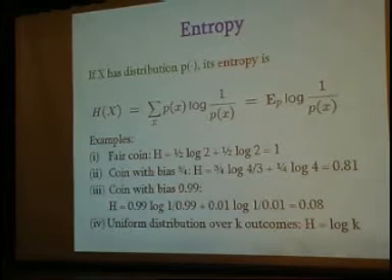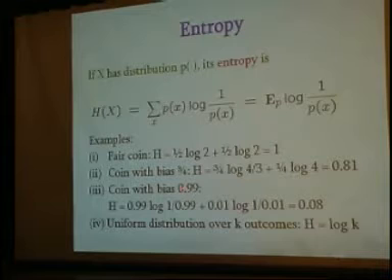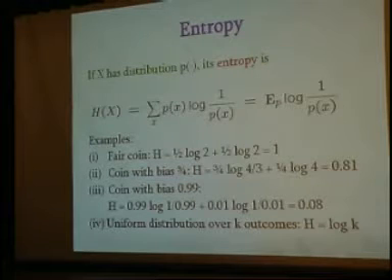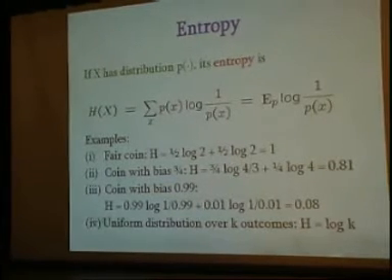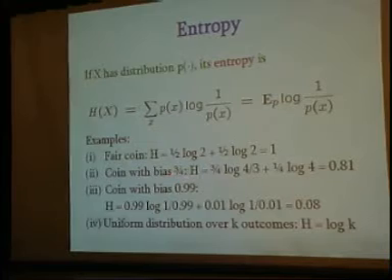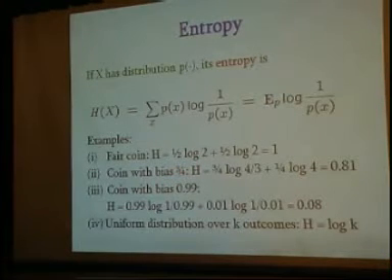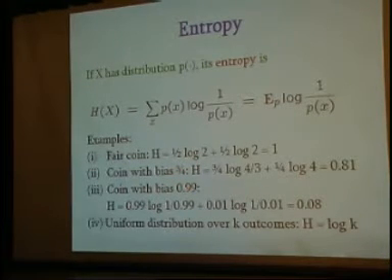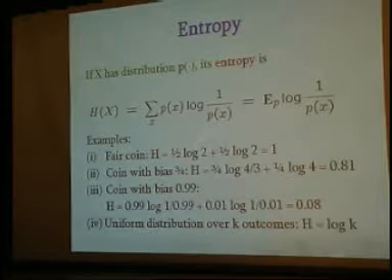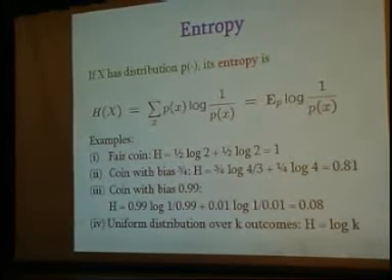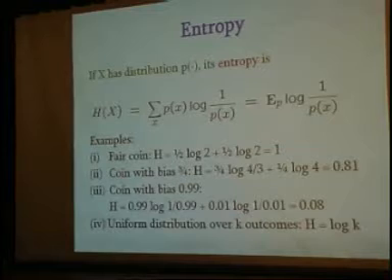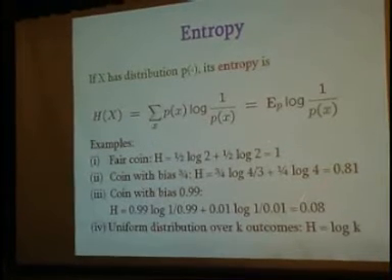What about a coin with bias 0.99? This is a coin that's almost not random at all. It's almost deterministic. So we would expect that the randomness content of this should be very small. It should certainly be smaller than a coin with bias 3/4. So let's plug in 0.99. We get 0.99 log 1 over 0.99, and so on, and it becomes 0.08. That's good. It's close to 0, which is what we would want, and it's much less than these 2 numbers.